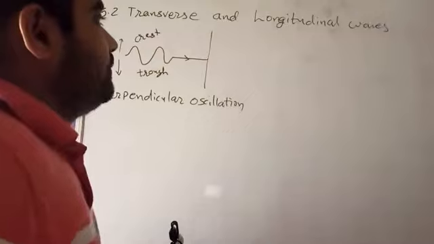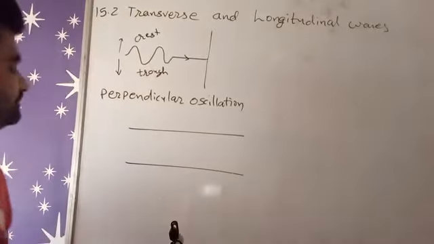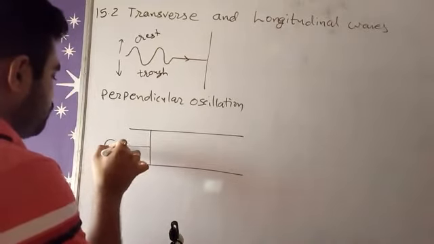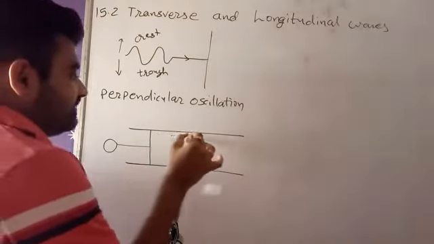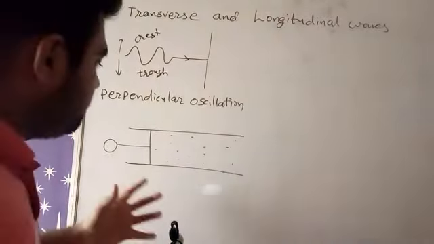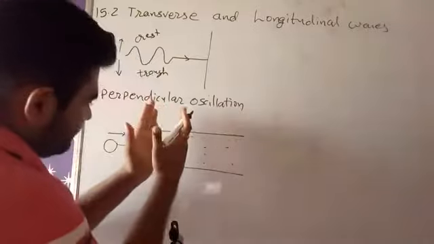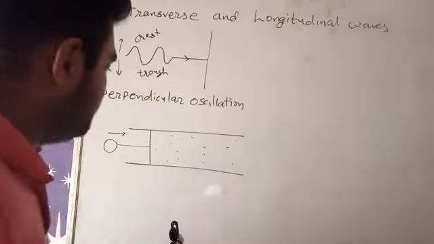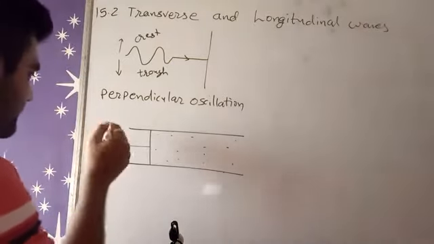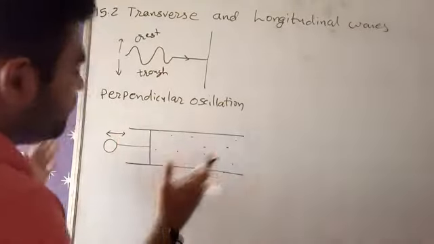Now we have to go to the longitudinal wave. Suppose we have some gas inside this chamber, and here one piston. Inside this there are air molecules, gas molecules. When we give force in the right-hand side direction, some of the air molecules come together because of that force, and when we pull that piston in the outside direction, the left-hand side direction, some of the air molecules move away from each other.